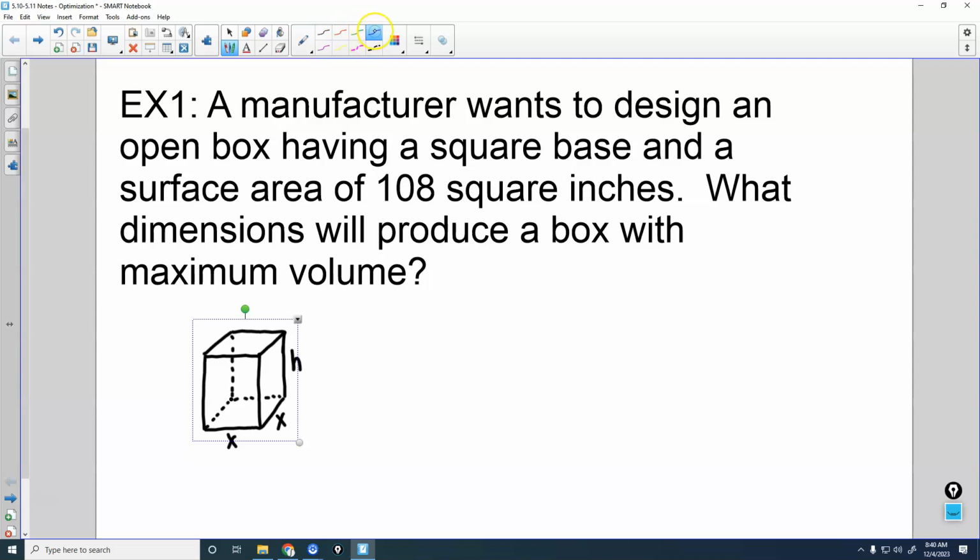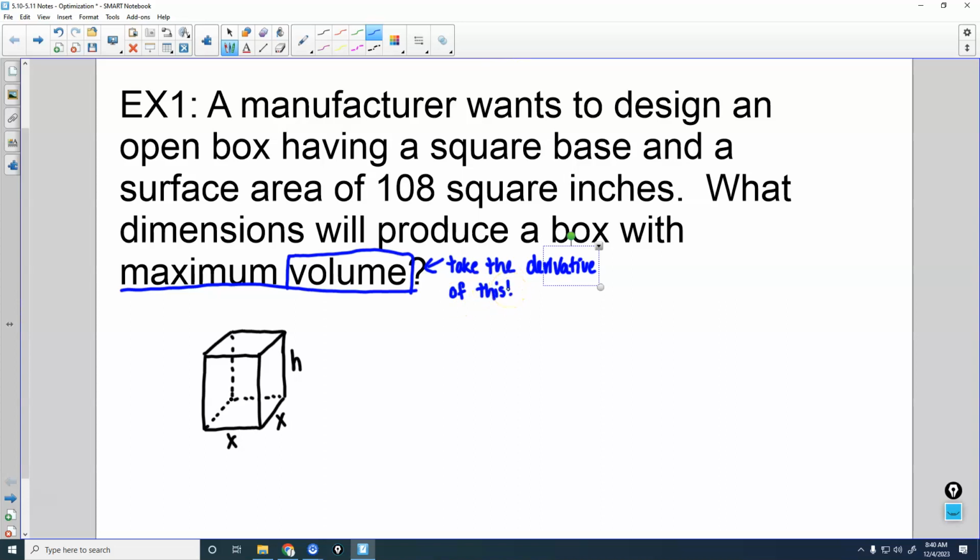Now, what we're looking for is maximum volume. So certainly, I'm going to have a formula for volume, and that is the one that I'm going to be taking the derivative of. Take the derivative of this.